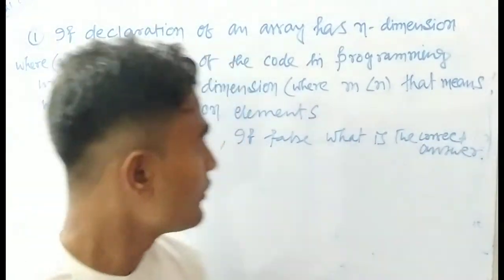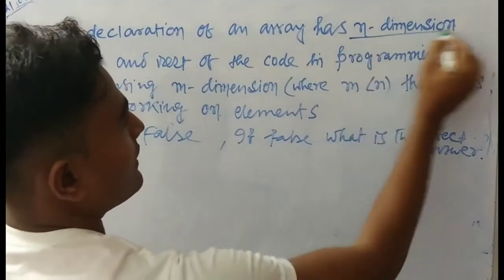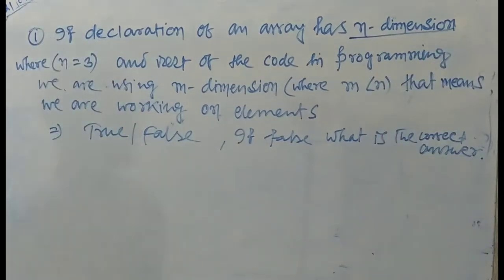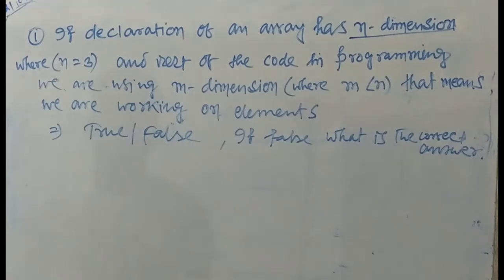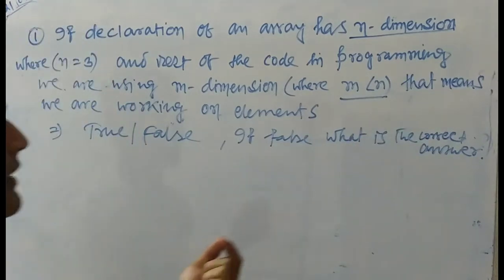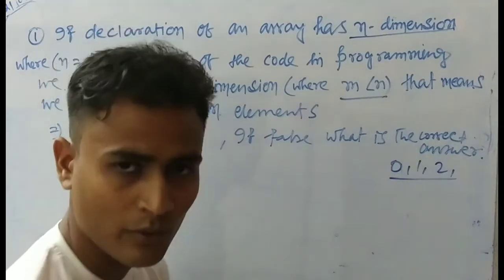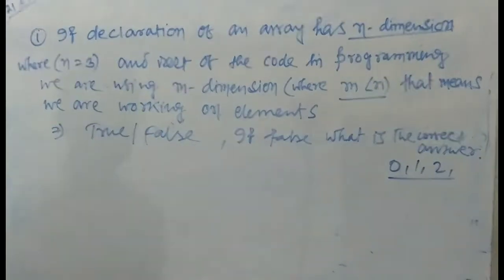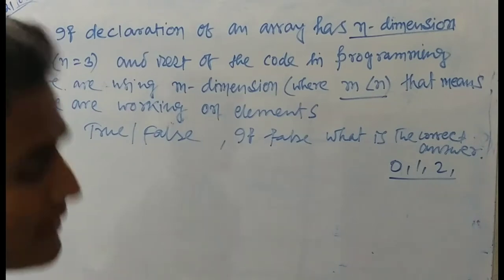So my question is: if the declaration of an array has n dimensions where n equals 3, and in the rest of the code of the program we are using m dimensions where m is less than n, that means m is either 0, 1, or 2, not 3, and we are working on elements. True or false? If false, what is the correct answer?